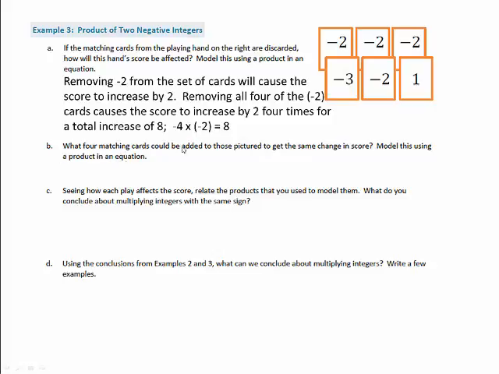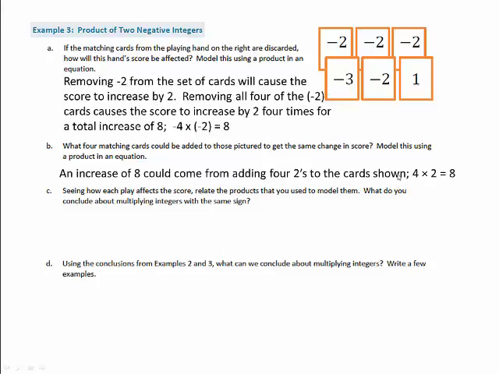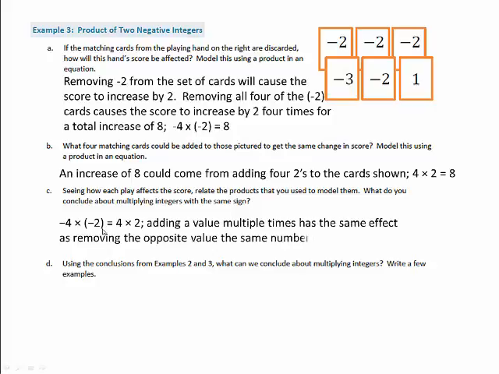If I had to pick 4 matching cards that I could add to here that would make my score go up by 8, I could choose the opposite of negative 2. That would be positive 2. An increase of 8 could come from adding 4 positive 2's to the cards shown. So 4 times 2 is positive 8. If you look, both of these examples gave us the same answer. They both gave us positive 8, or an increase in our score by 8. I could relate these two together. Right? Negative 4 times negative 2 is the same as 4 times 2. Adding a value multiple times has the same effect as removing the opposite value the same number of times.